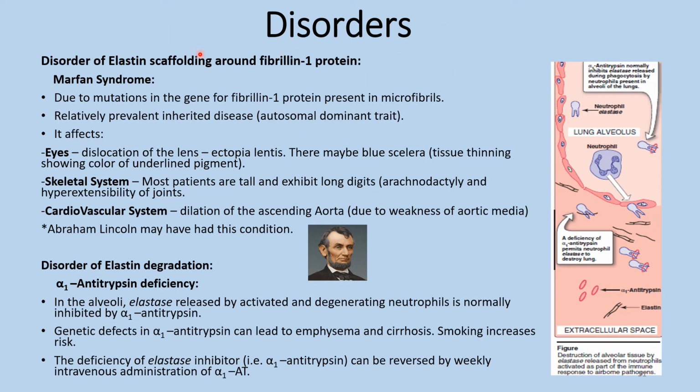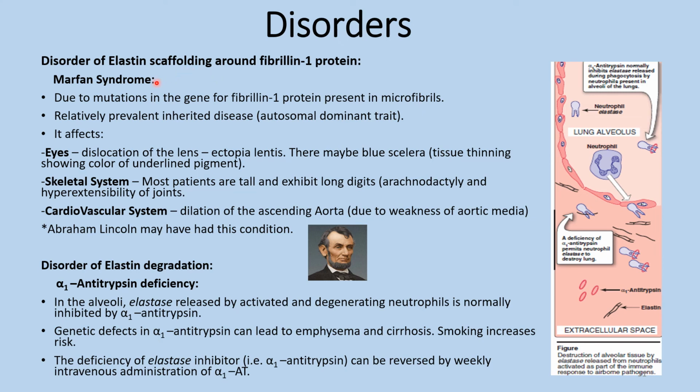Disorders of elastin could be due to poor scaffolding because of absence or less amount of fibrillin 1 protein, and it could be the disorder of elastin degradation. Genetically, when fibrillin 1 protein is poorly synthesized, the scaffolding of elastin molecule is not around the fibrillin protein molecule. So a strong microfibril or elastic microfibril is not formed.